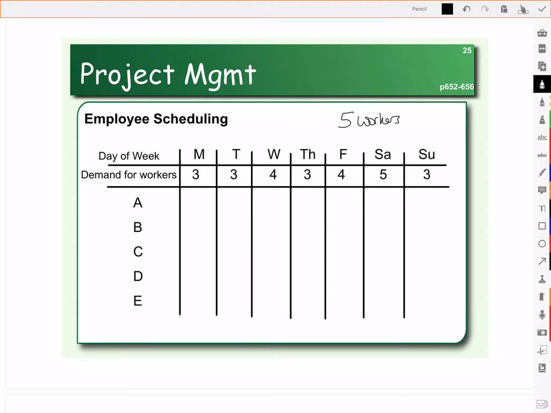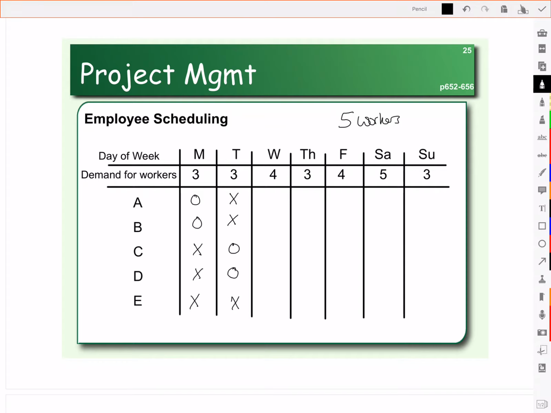So if we have 5 workers and we need 3 of them working that day, then that means 2 people get the day off. So we're going to give person A and person B the day off. C, D, and E are working. On Tuesday, again, we need 3 workers. We have 5, so 2 people get the day off. And according to our heuristic, we should make it person C and D. So the next 2 in line, which means E and A and B have to work.